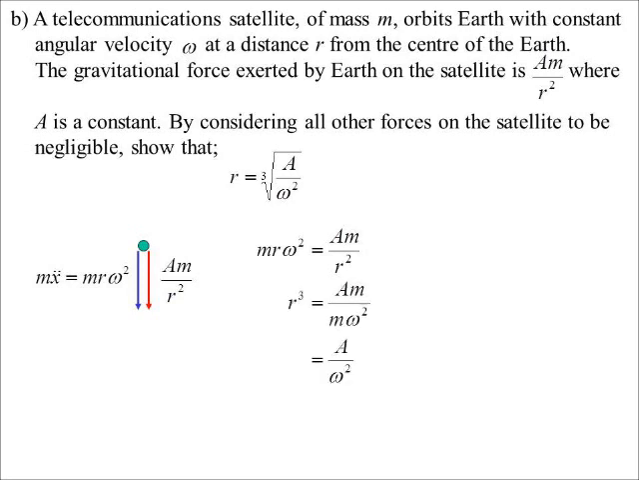Now, the masses will cancel, but we can rearrange that little formula, and we end up with R cubed is A on omega squared, and so there we have it. R is the cube root of A on omega squared. So really, even though it's going in a circle, it's still exactly the same as what we saw with resisted motion. See, all motion can be broken down to be a straight line. Even when we're moving in circles, we can break it down to be a straight line.